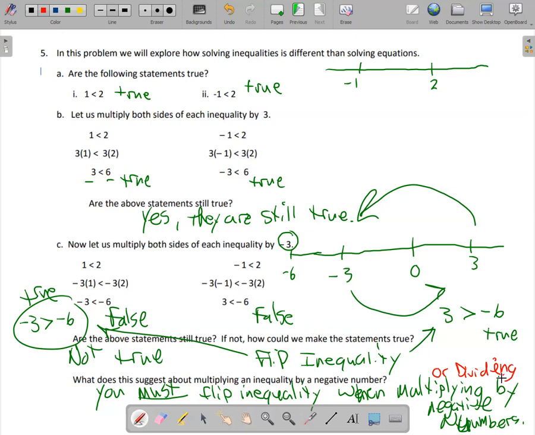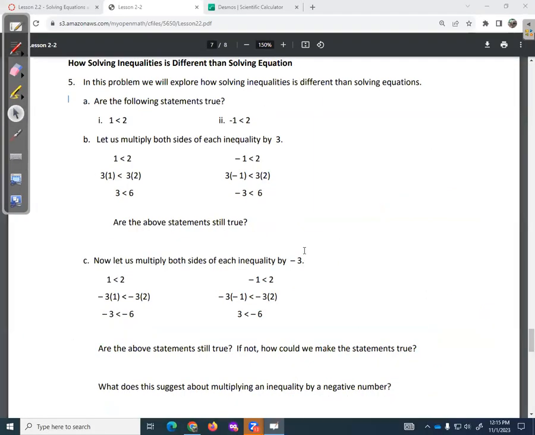Multiplying or dividing by a negative, then flip the inequality. It doesn't matter for an equals, because if you flip an equals, it's still equal. Dividing by a negative number? Yeah, multiplying or dividing by negative numbers. All right.